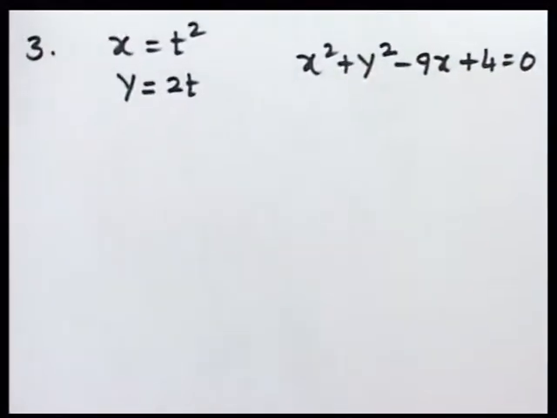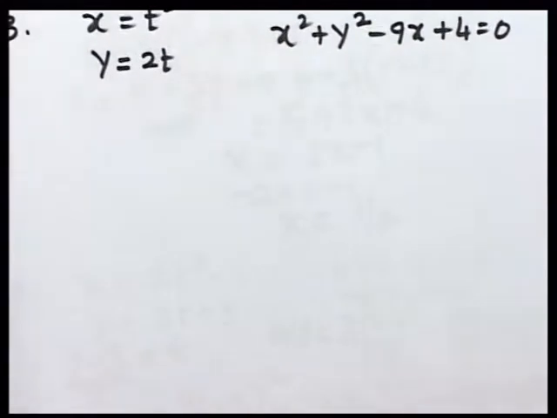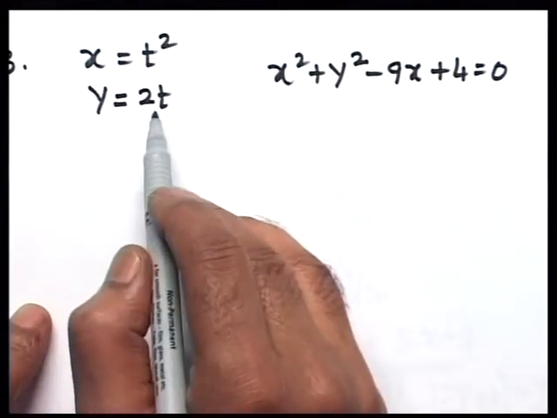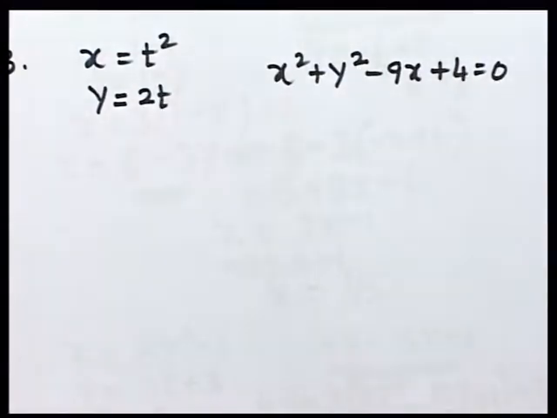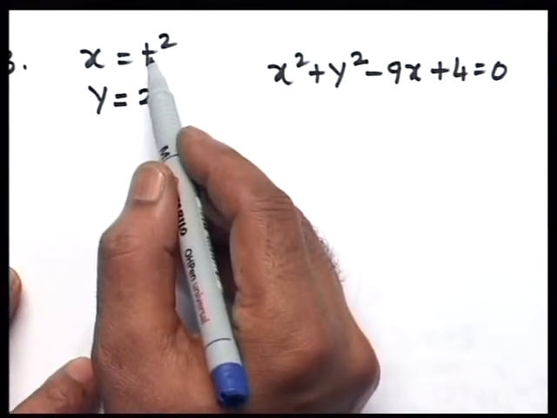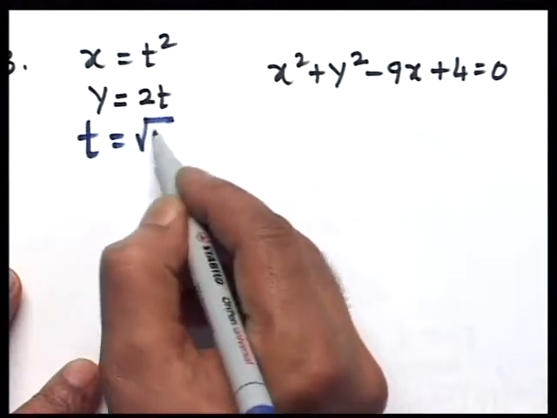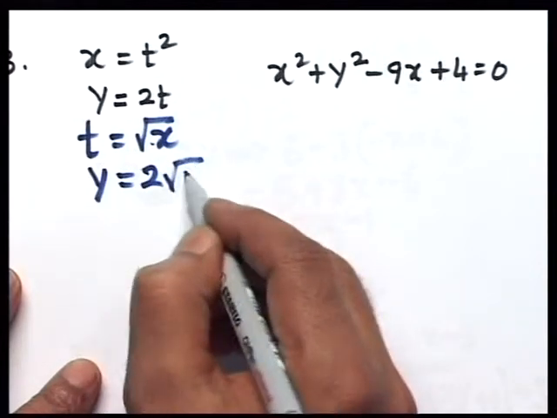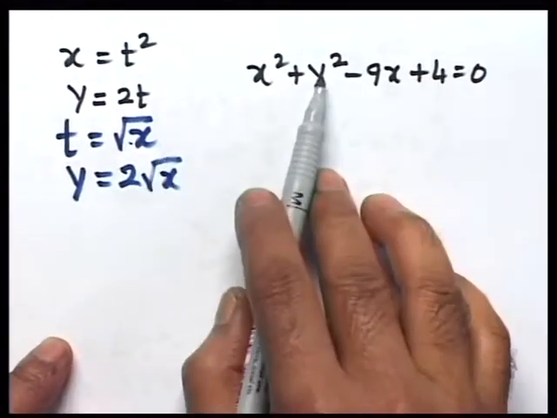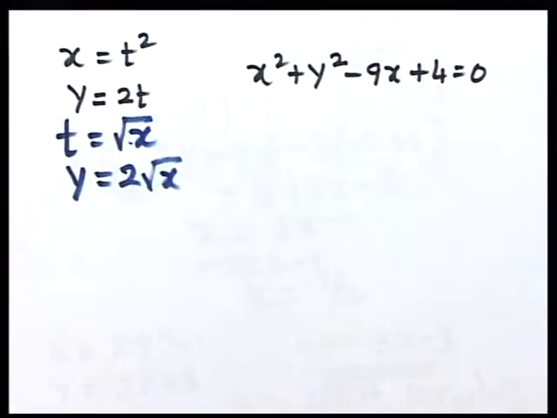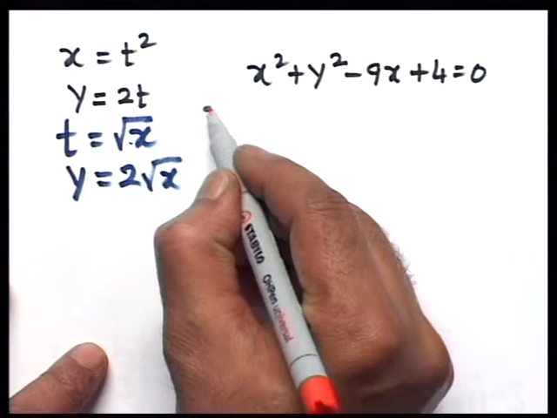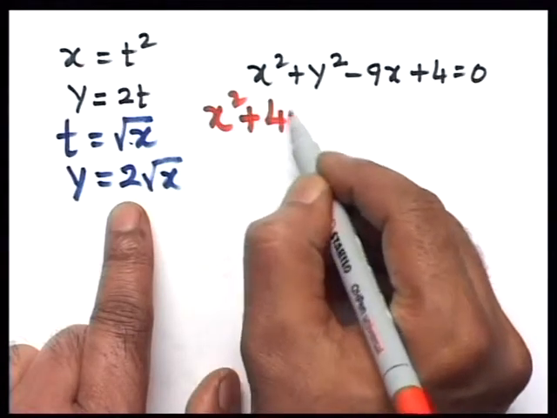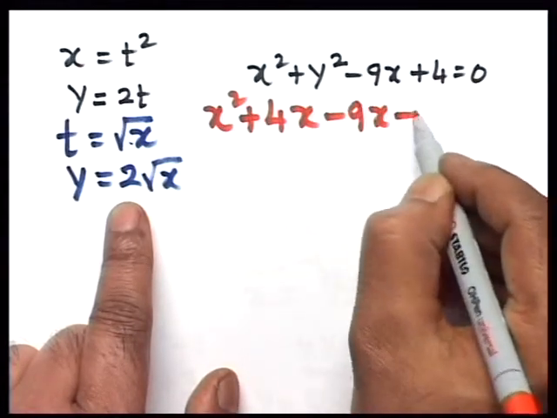The next question is here. Looks like that's x squared plus y squared. x equals t squared, y is 2t. We can do this by taking t as the subject. So t equals root x there. Substitute back into this. So we got y equals 2 root x. This is what you substitute in place of y. So what do we get, sir? We get x squared as x squared. y squared should be, you square that, 4x. Plus 4x minus 9x and then plus 4 equals 0.